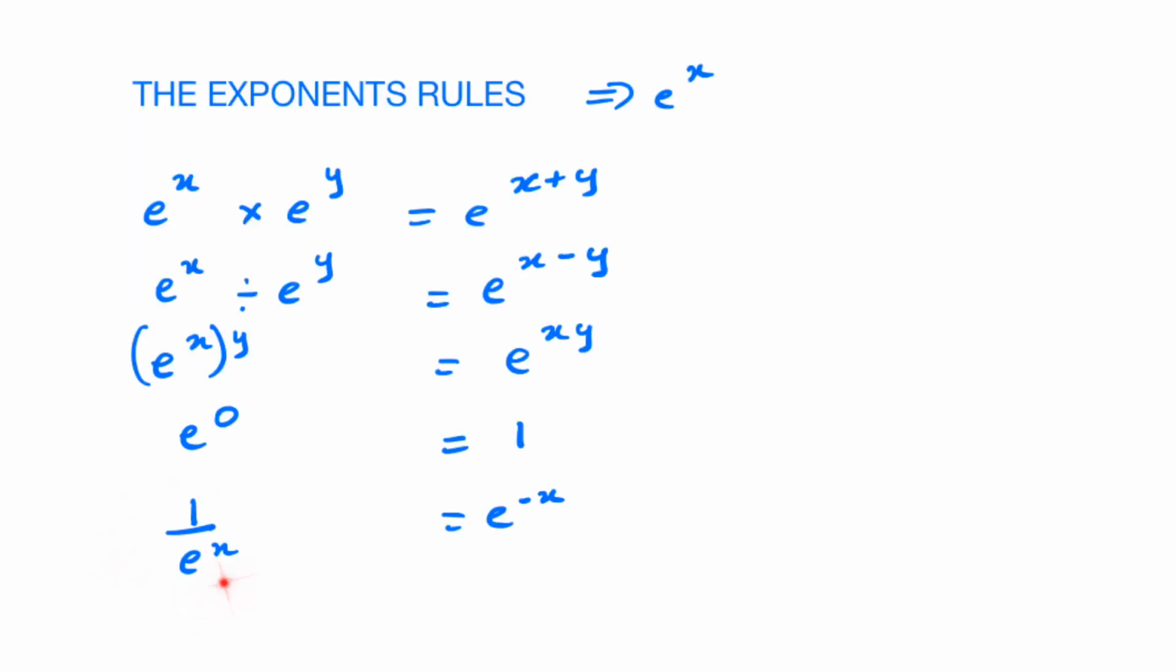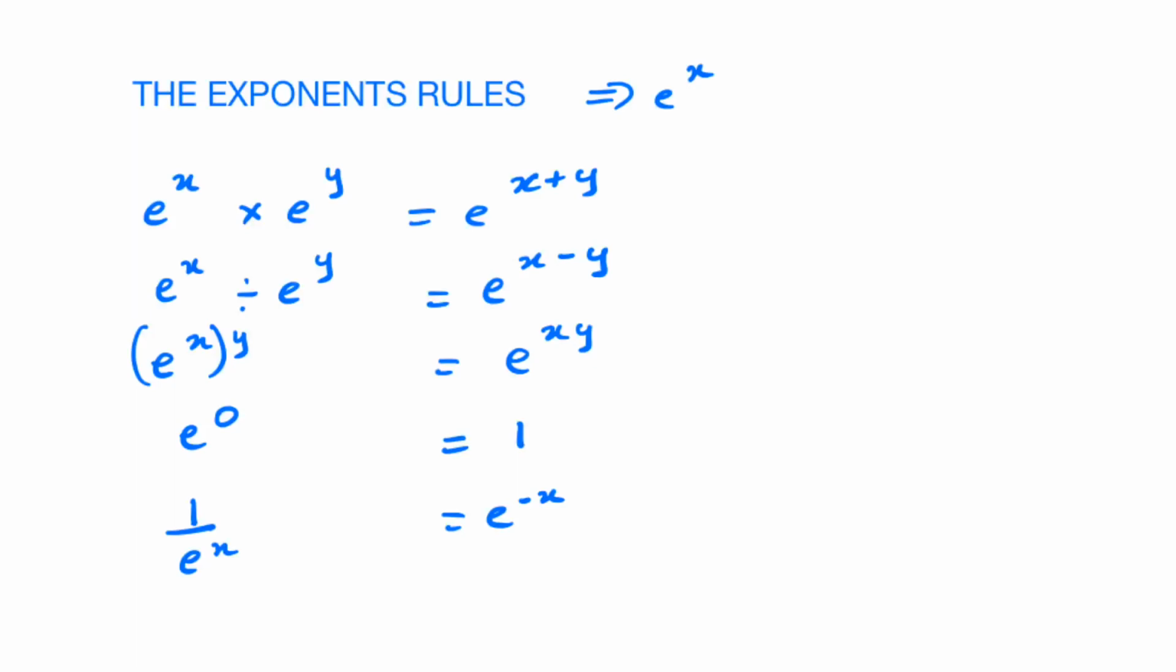1 over e to the power of x. When we bring the power from the denominator to the numerator, the sign changes. So this will become e to the power of negative x. These rules work both ways.